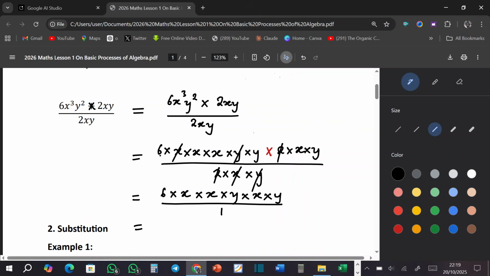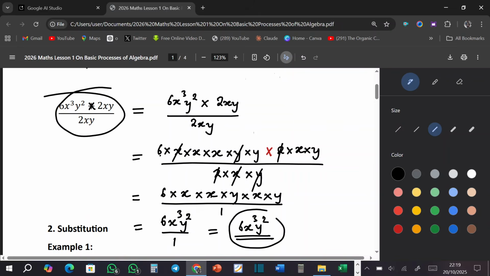So equals 6, then x, how many are they? 1, 2, 3. You say x to power 3. Then y's, how many are they? 1, 2. Then say y to power 2. Then over 1. So 1 into this will be the same, 6x to power 3, y to power 2. So this one is the answer. According to mathematics, this answer is simpler than this. So that's what we mean by simplification. We have simplified it.